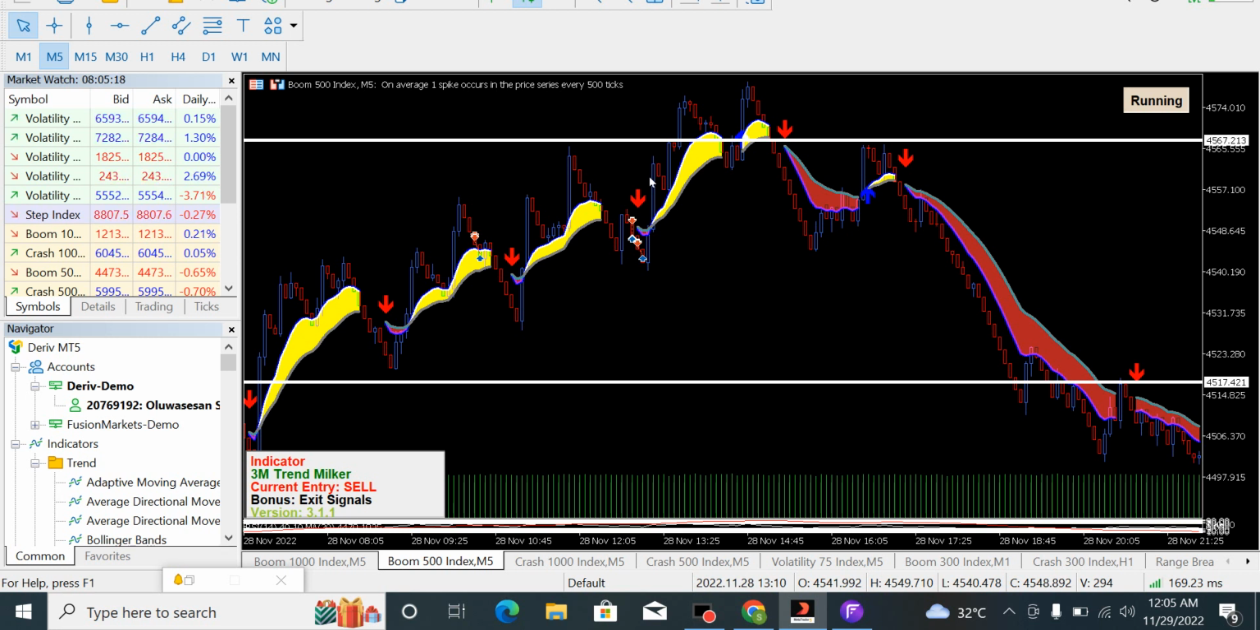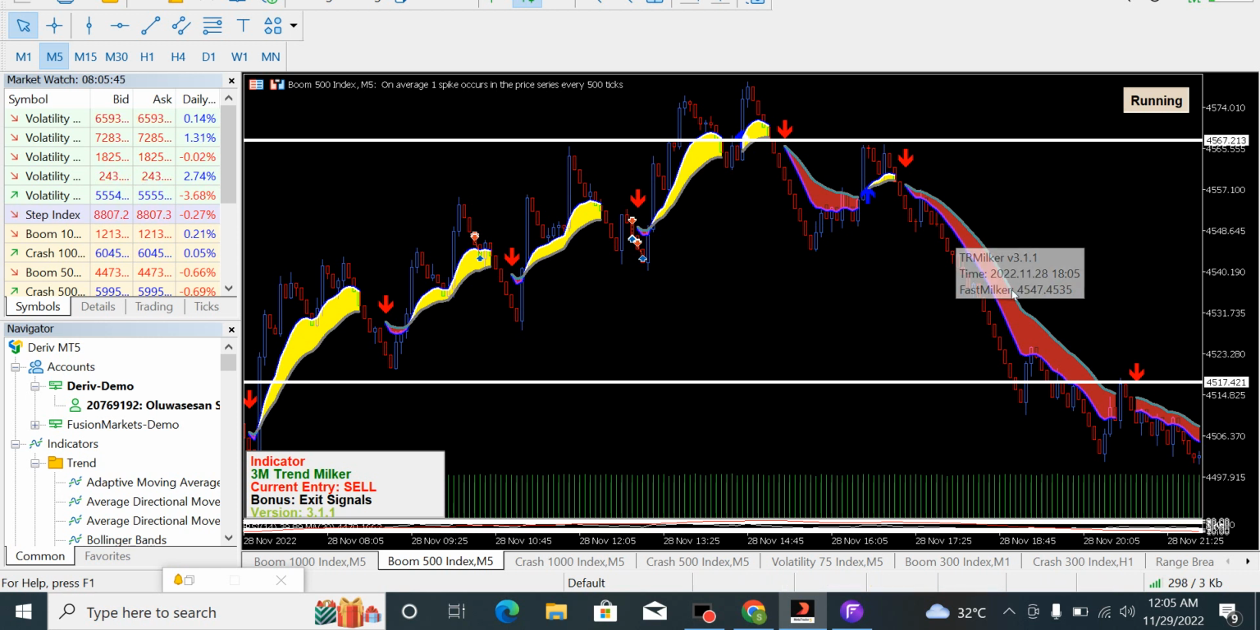It also has the entry point, and it has the exit point. It shows us the flag. I'm just trying to introduce us to the indicator for now, and later on we look at how we can use it to trade successfully. You can see the red arrow and the blue arrow. Both of them can serve as both the entry point and the exit point, depending on the trend you are trading.